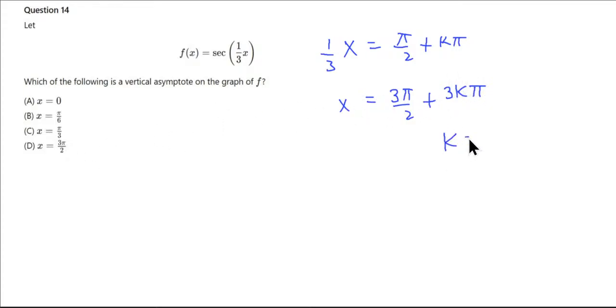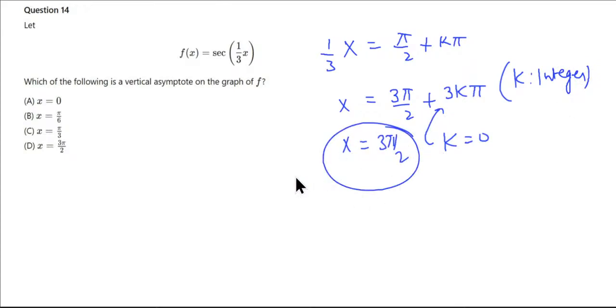But of course, remember k is an integer over here. If we put k as 0, then the value of x comes out as 3 pi over 2, which is definitely one of the options. Option D is the correct choice over here.